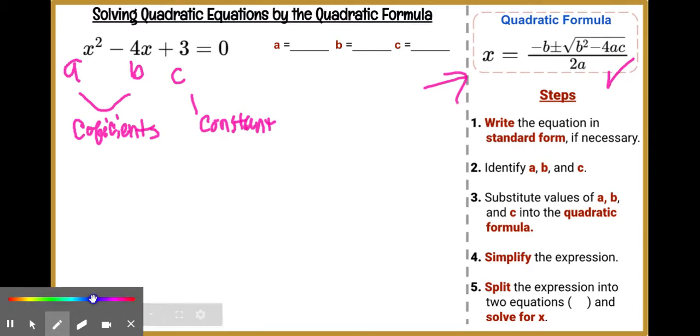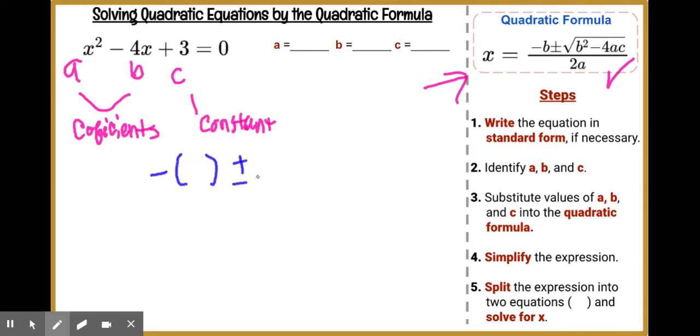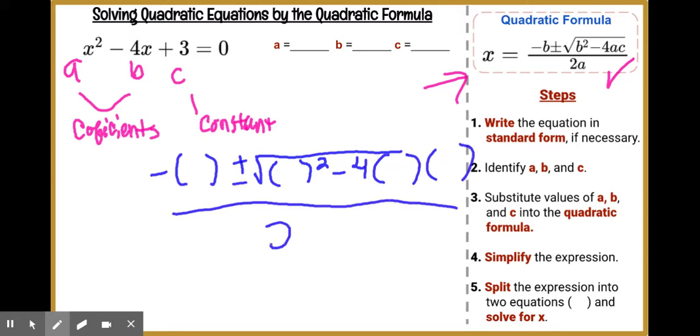Okay, so I am going to now take this formula and place parentheses wherever I see variables. So I see negative b plus or minus the square root of b squared minus 4 times a times c over 2a. Okay, so what I'm going to do is place these coefficients and constants into these parentheses. And I will be referring to my quadratic formula at all times so that I place the correct values in the correct spots.